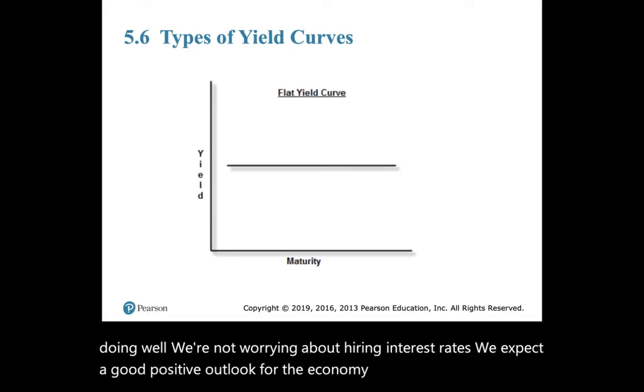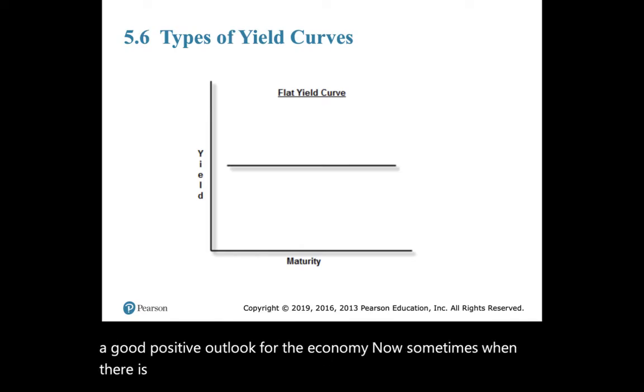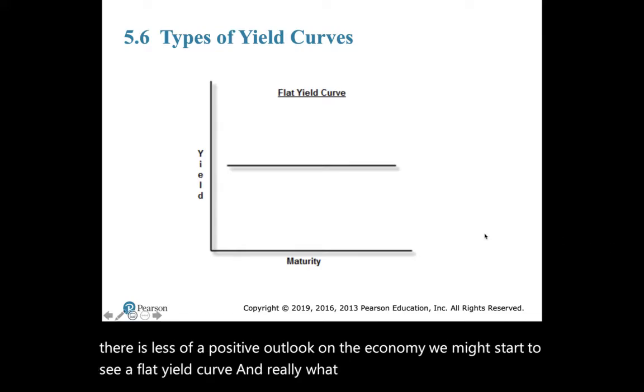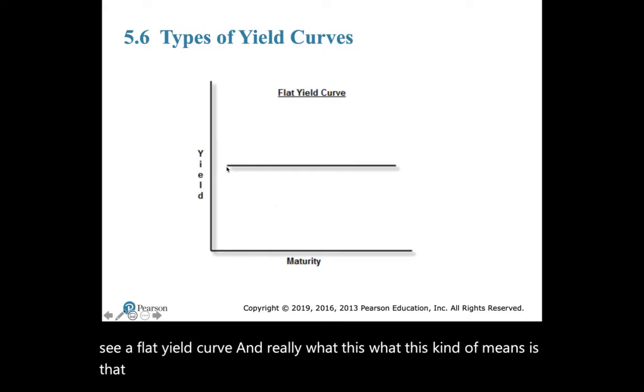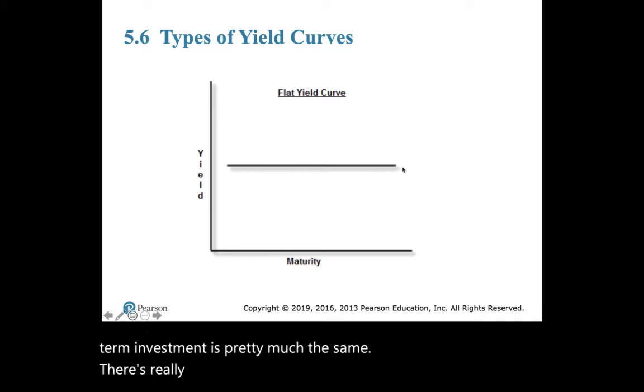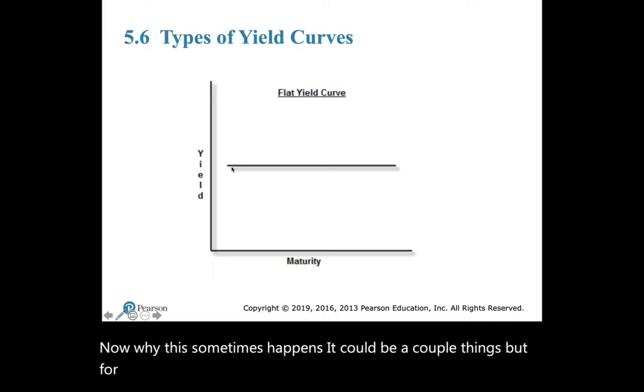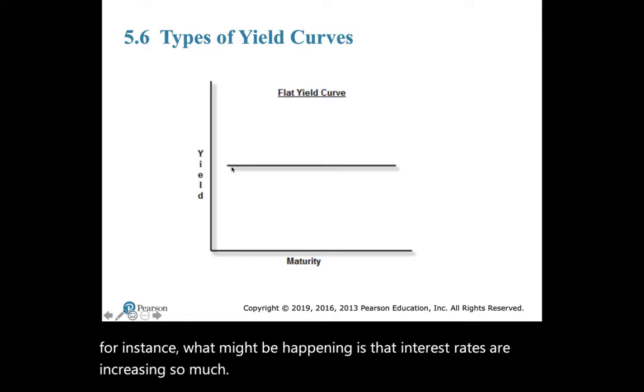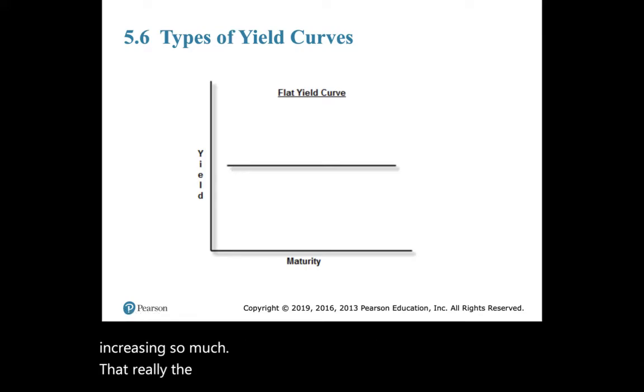Now, sometimes when there's less of a positive outlook on the economy, we might start to see a flat yield curve, okay? And what this really means is that the reward for a short-term investment versus a long-term investment is pretty much the same. There's really no difference between that, okay? Why this sometimes happens could be a couple of things, but for instance, the interest rates may be increasing so much that the difference is negligible in terms of the maturity premium, okay?